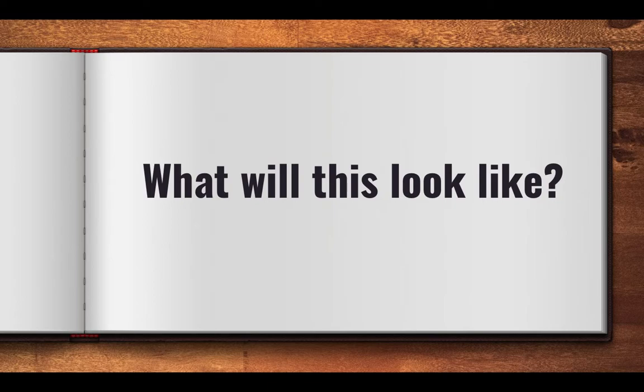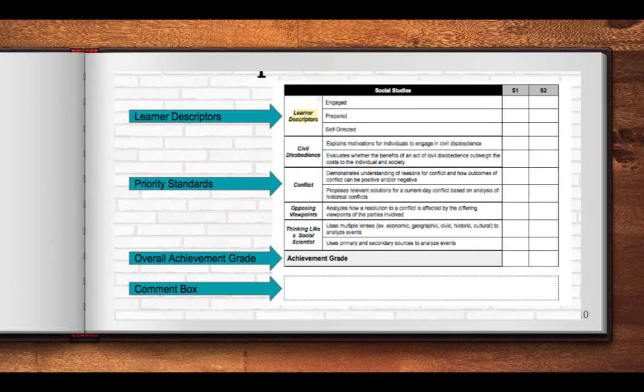So, what will this look like and how will it be different from years past? Here you see the sample format of the report card for social studies. All of the classes your child takes will be listed on one document with different boxes for each content area. So, in this example, you'll see the learner descriptors at the top. Engaged learner. Is your student participating in class? Are they asking questions? Are they participating in group work? What are they doing as part of the process of learning on a daily basis in class?